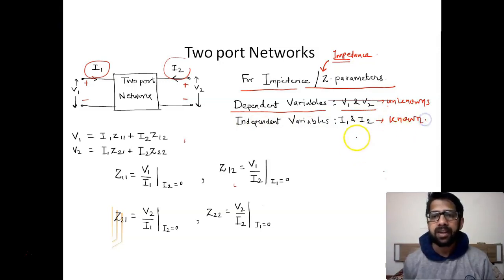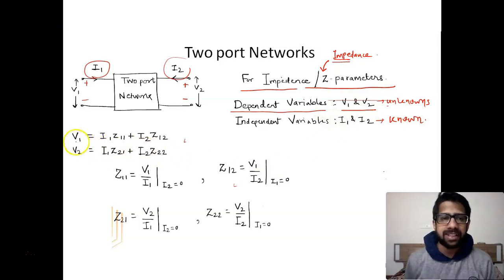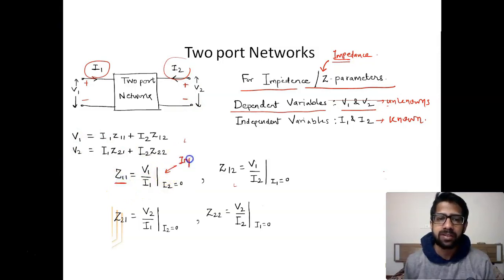Now, to form equations, we can easily see V1 is equal to I1 into Z11 plus I2 into Z12. V2 is equal to I1 into Z21 plus I2 into Z22. As you can see, the value of Z11 is equal to V1 upon I1 when I2 is equal to 0. That means when we have the second port as an open circuit, there will not be any current flowing through the second port, and then V1 upon I1 will give us Z11. This is known as input resistance.